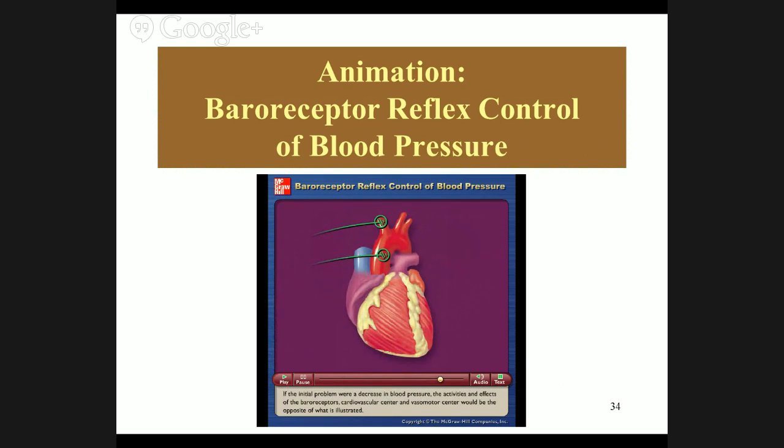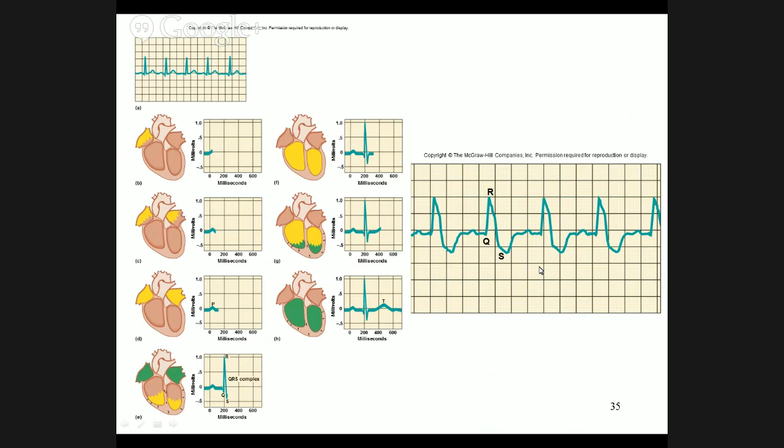If the initial problem were a decrease in blood pressure, the activities and effects of the baroreceptors, cardiovascular center, and vasomotor center would be the opposite of what is illustrated. So the parasympathetic would be decreased, while the sympathetic nerve impulses would be increased to increase blood pressure.